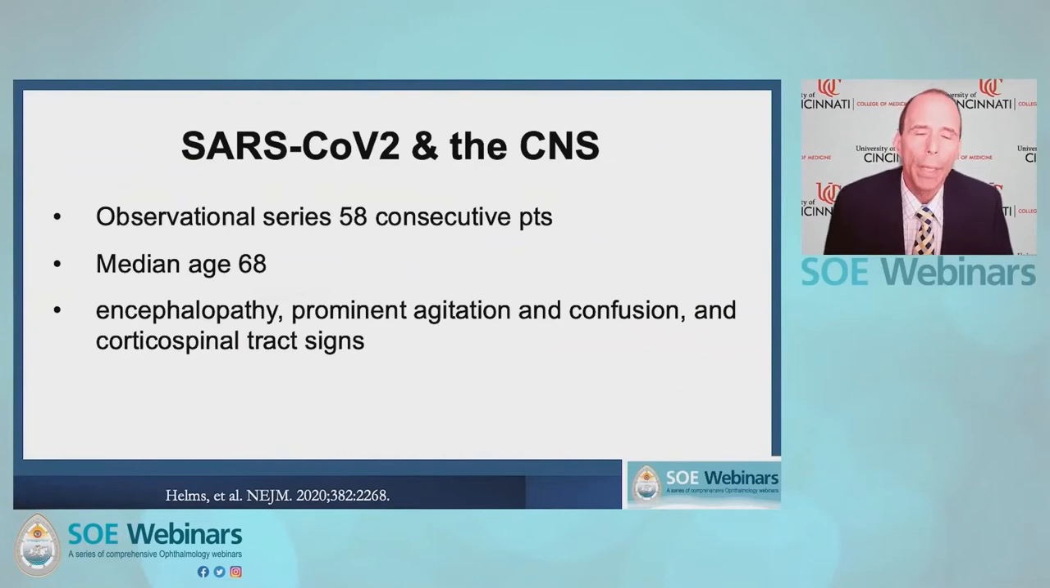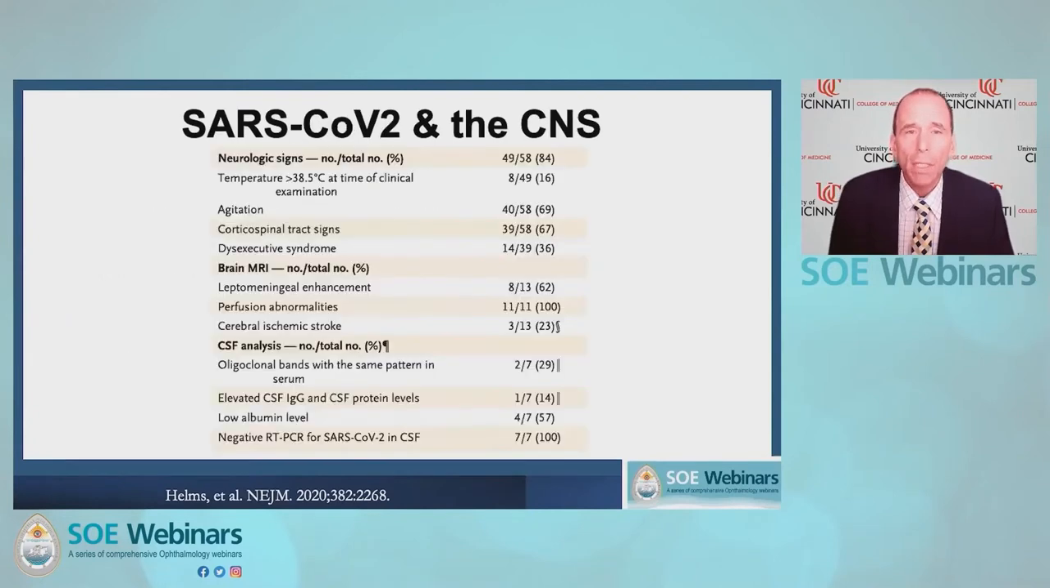Helms et al., in a New England Journal article, reviewed 58 consecutive patients, the mean age of 68, and found that encephalopathy, prominent agitation and confusion, and corticospinal tract signs were the most common things. This is a chart from that publication listing in the first category neurologic signs and the frequency. And you can see in their group of 58 patients, 49 or 84% had some form of symptoms that were related to the central nervous system.